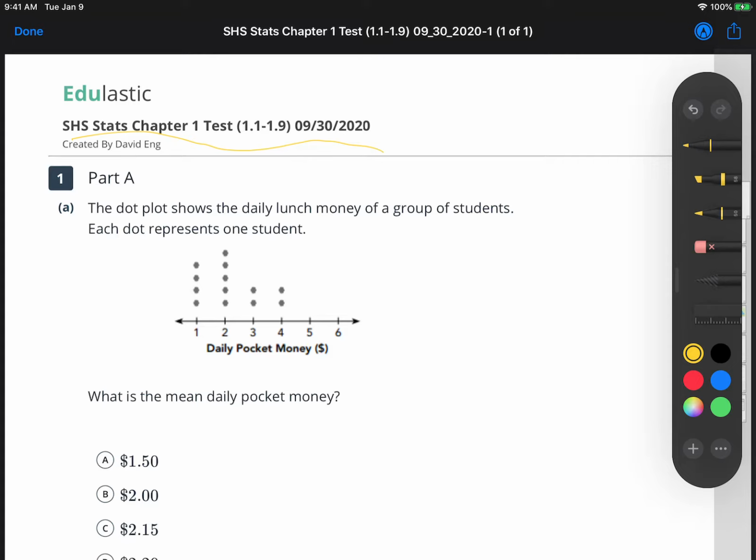Question 1A, the dot plot shows the daily lunch money of a group of students. Each dot represents one student. What am I going to do here? What is the mean daily pocket money? So these are all $1. So to find the average, I'm going to add up all of the values and divide it by the number in the list.